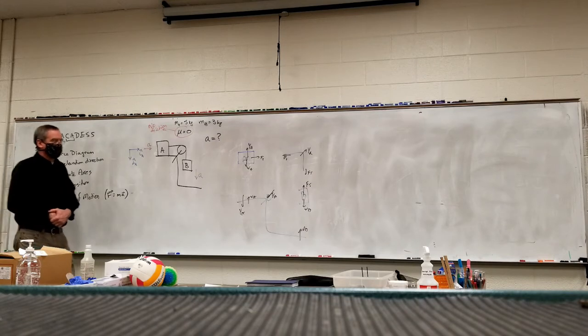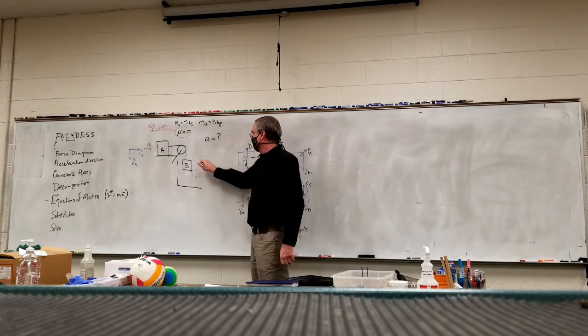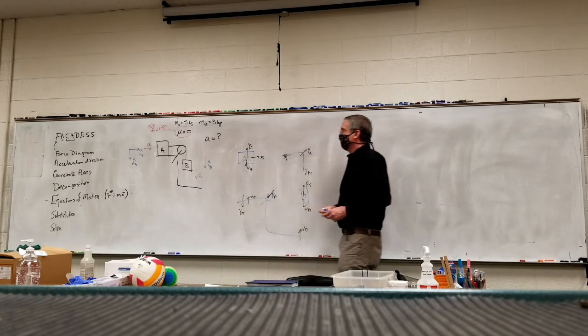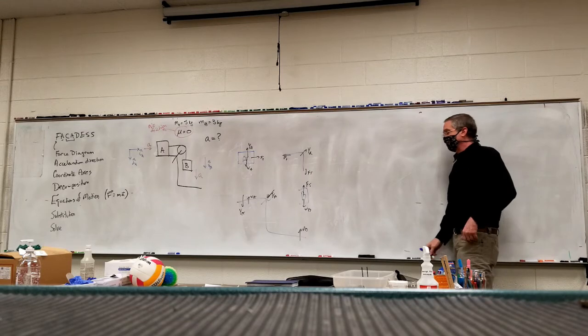Now box B is going to accelerate downwards, so we're going to set up a coordinate system for B here. And I'm going to just make that i hat B. i hat doesn't have to be in the direction of acceleration, but that's just what I did.